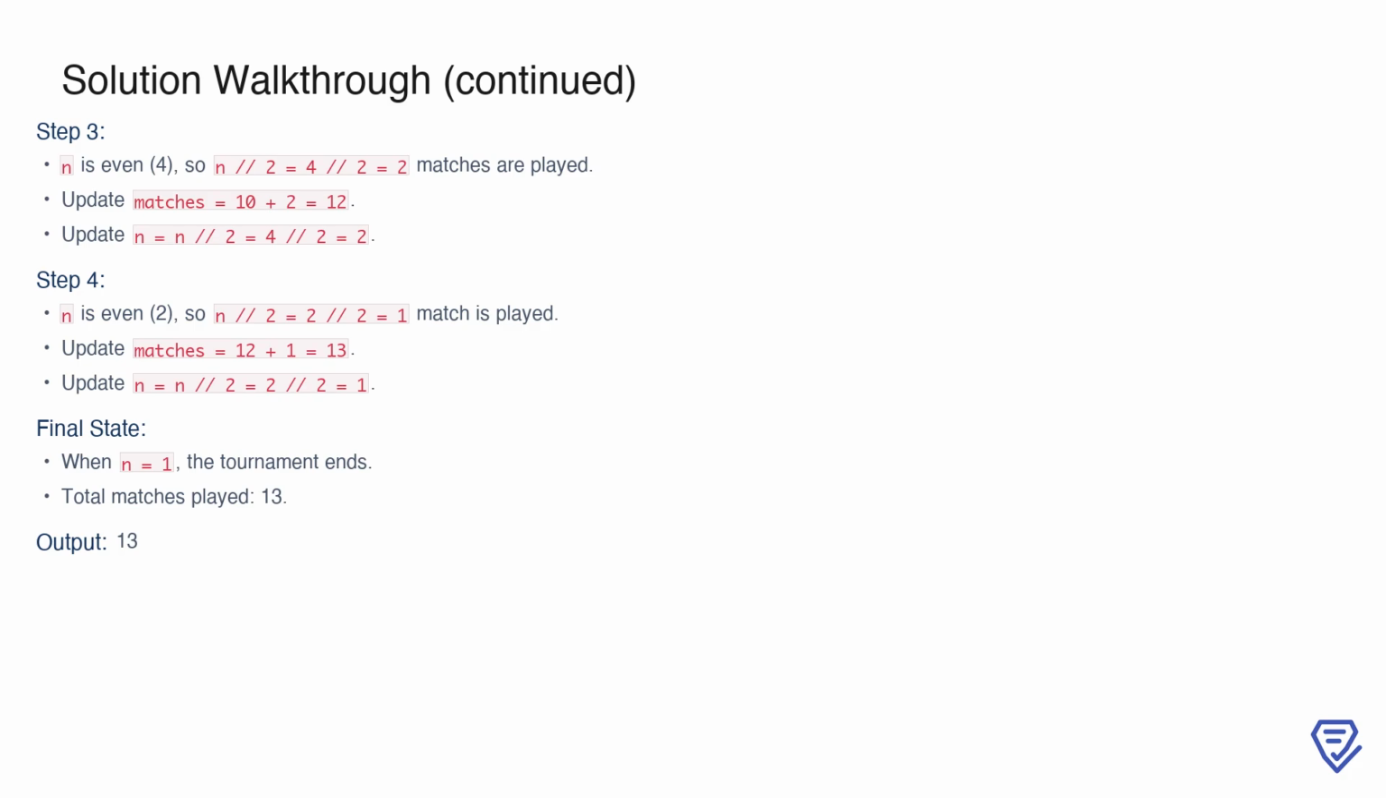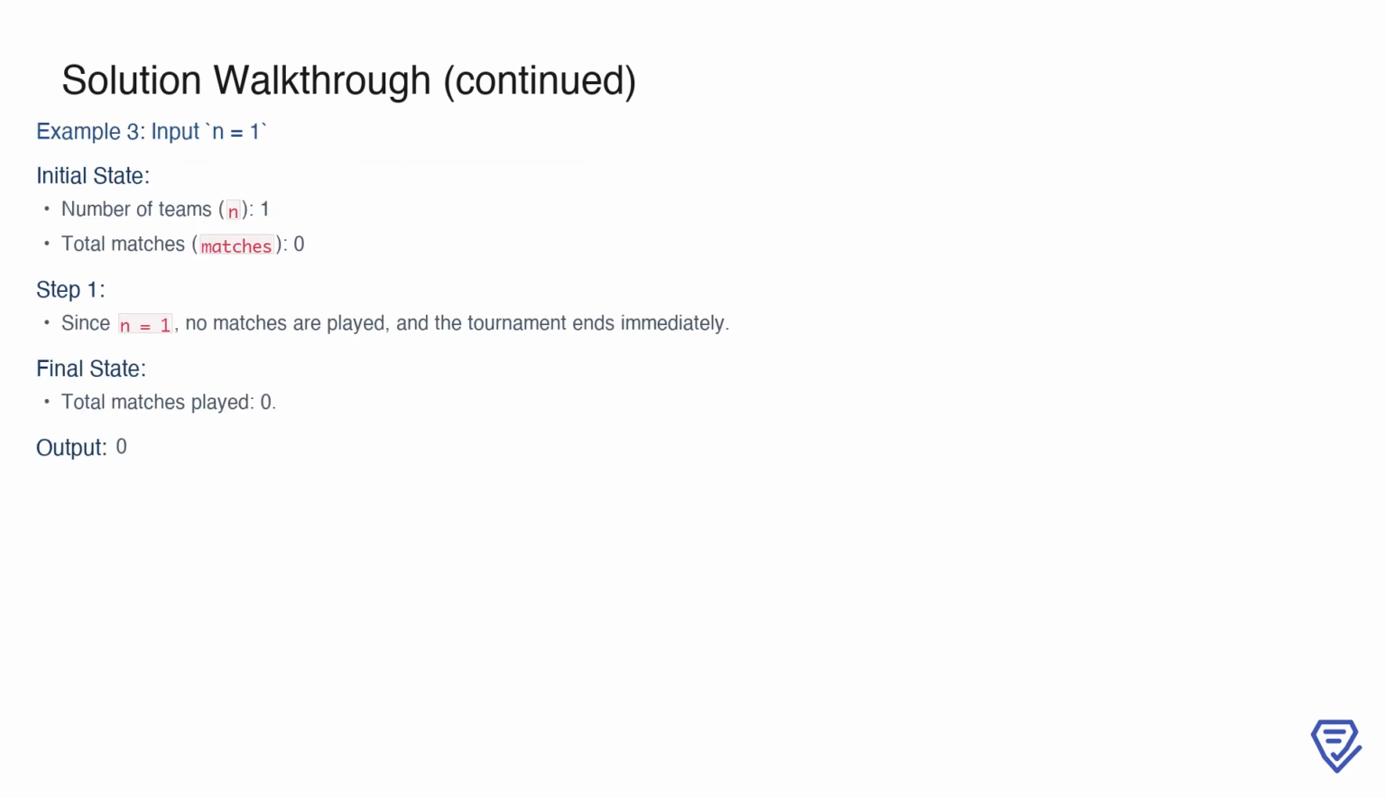In the next step, n is still even, so we calculate the matches again as n//2. For n equals 2, dividing by 2 gives 1 match. Adding this match to the total, we now have matches equals 12 plus 1 equals 13. The number of teams is updated to n//2, which is 1. When n becomes 1, the tournament ends. The total matches played in this case are 13, so the output for an input of 14 is 13.